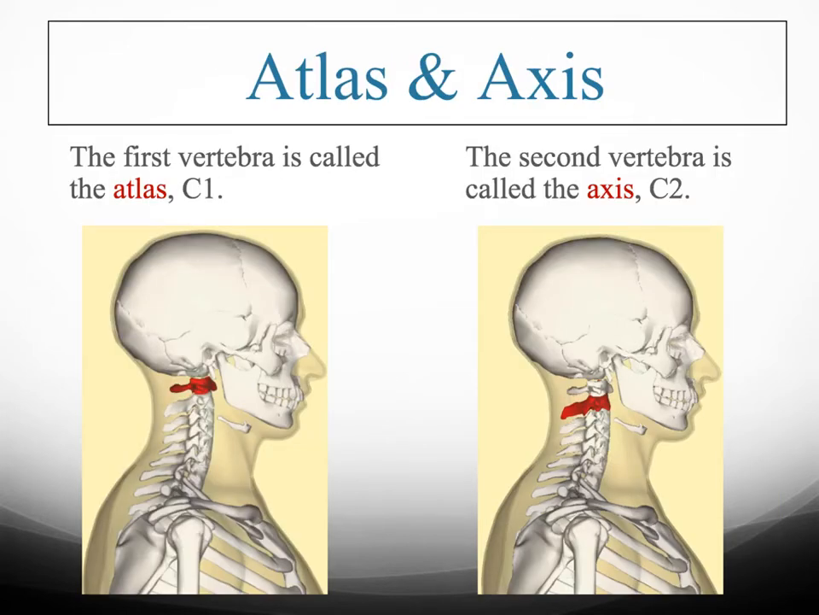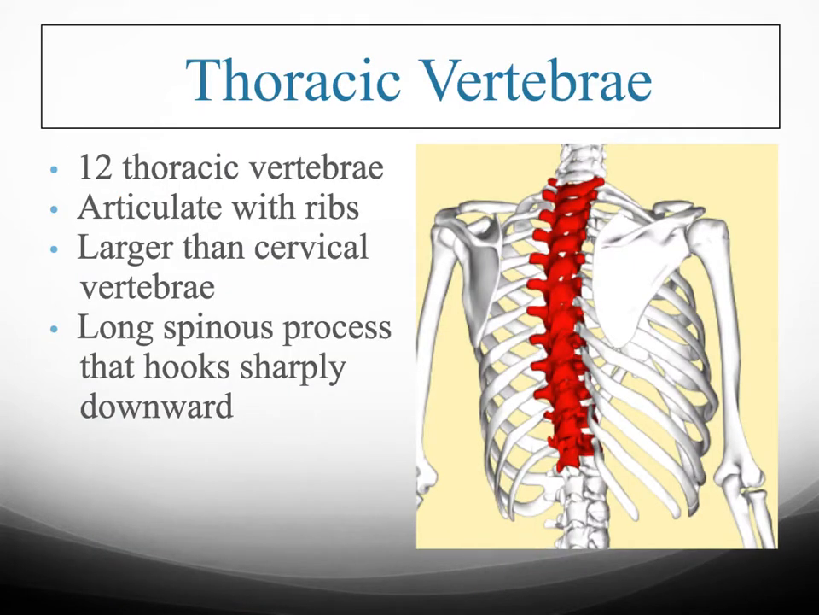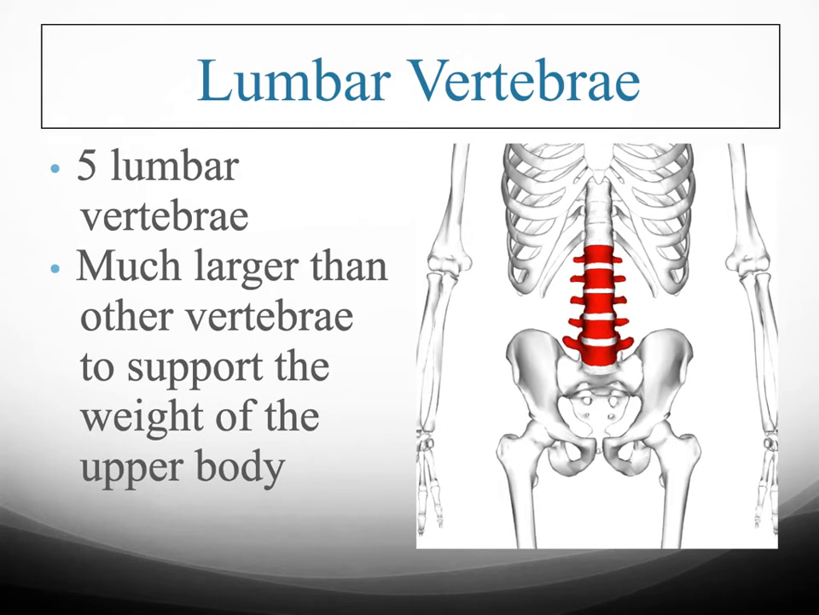And you know what? We can just skip this part. There's no need. We're not going to go into that much detail. The thoracic vertebrae are along the spine. And the lumbar, this is in your lower back, much larger than the other vertebrae, mainly because this is what supports the weight of your upper body.